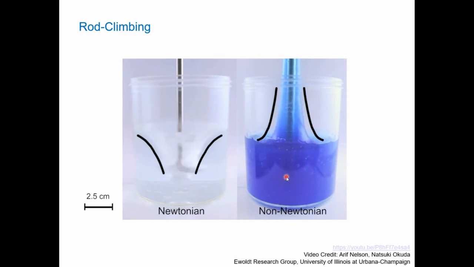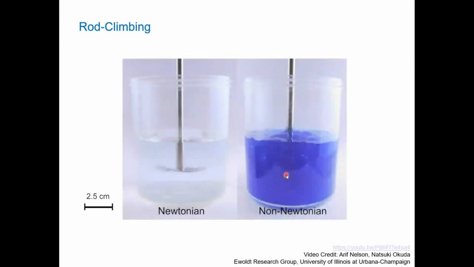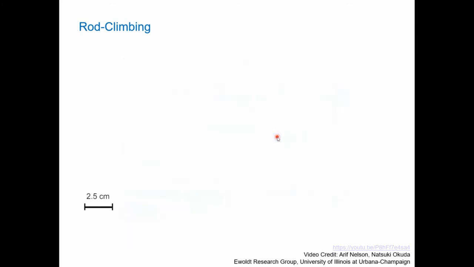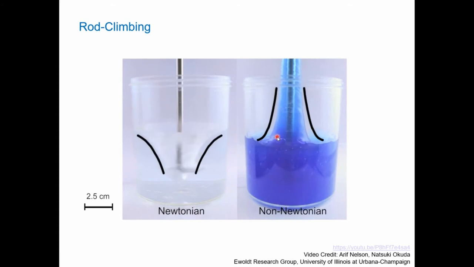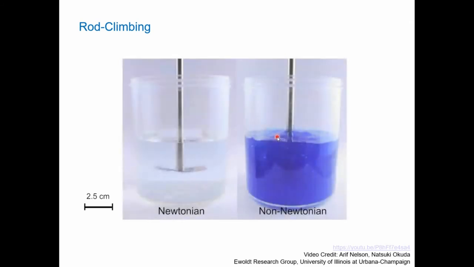But if you add polymers, then what you find is it does the opposite behavior. So now when you stir the fluid up, you get this really quite dramatic climbing of the fluid up the stirring rod. And this is typical of polymer solutions. It's also something you find if you beat up egg whites. If you beat up egg whites, they tend to climb up the spoon. Okay, so what's going on here?